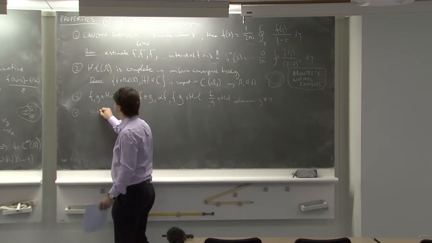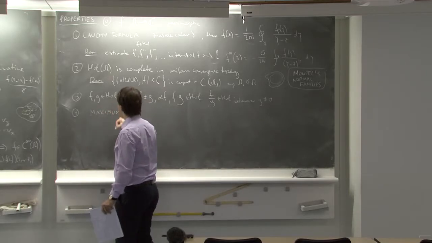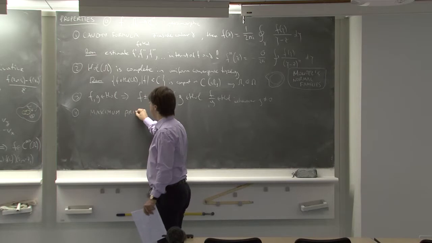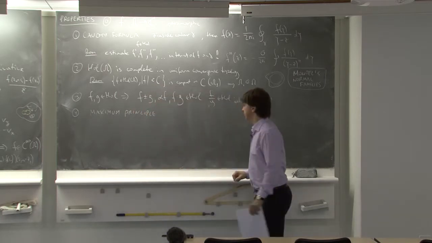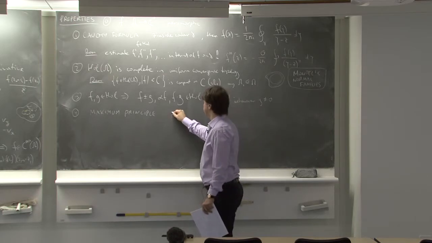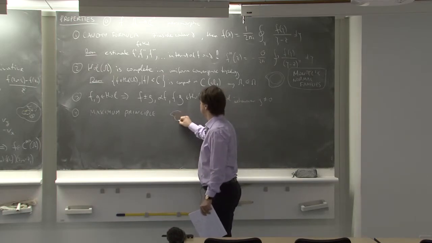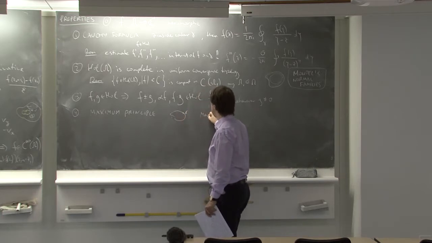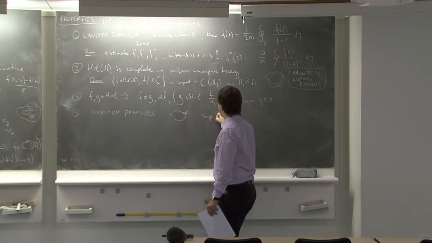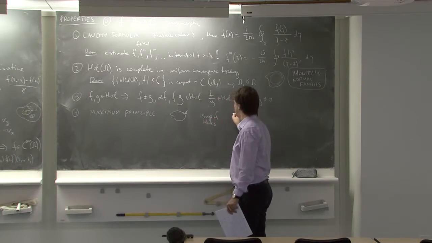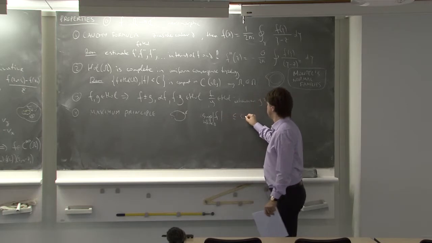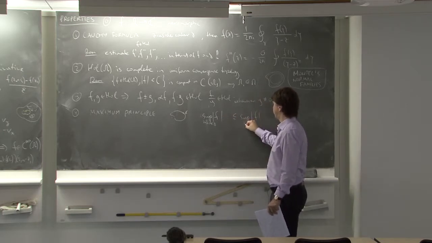Then there is the maximum principle. So basically, if you have again a contour gamma, the supremum of |f| inside gamma is no more than the supremum of |f| on gamma.